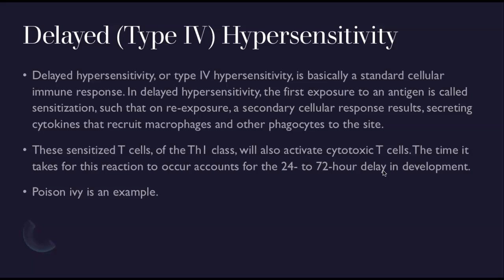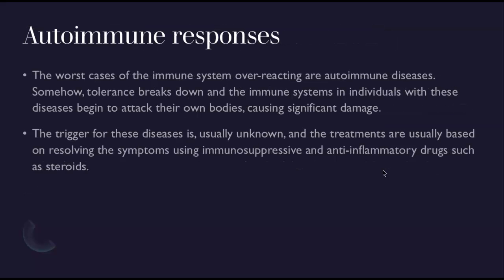The next are the autoimmune responses, which are some of the worst cases, the immune system overreacting, because somehow, we're not always sure, tolerance breaks down and the immune system in individuals will begin to attack their own bodies, which causes significant damage. The trigger for these diseases, like I said, is usually unknown, and the treatments are usually based on resolving symptoms. So you'll have to use things like immunosuppressives and anti-inflammatory drugs such as steroids.